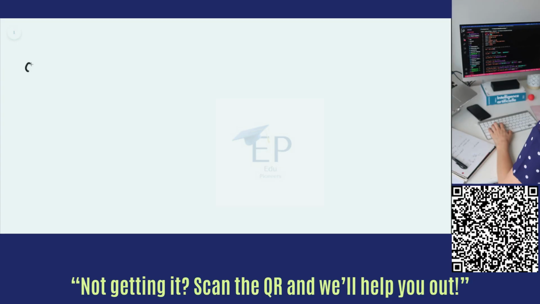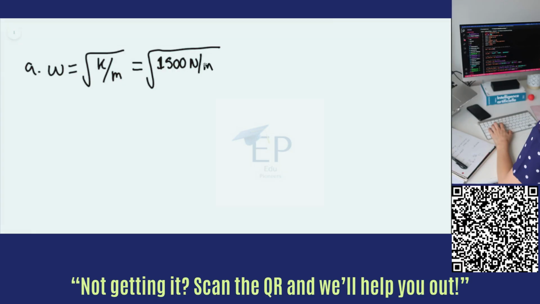Here, for part A, note that the angular frequency is equal to the square root of the spring constant divided by the mass. This would be the square root of 1500 newtons per meter divided by 0.055 kilograms, and this equals 165.1 radians per second.